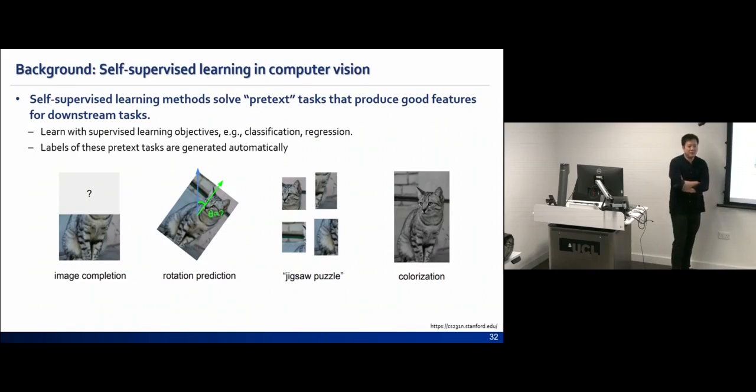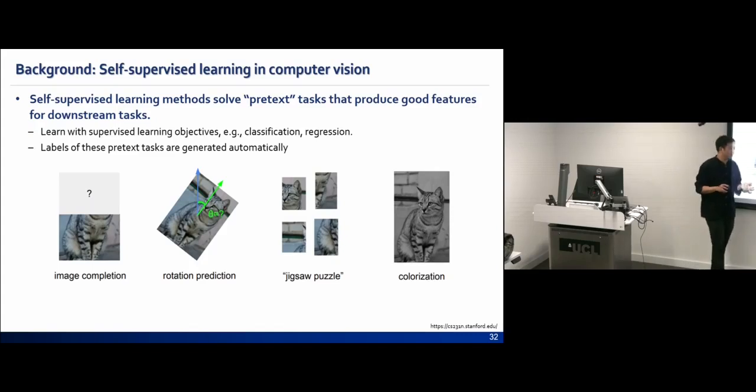And have you heard about self-supervised learning in computer vision? Anyone? Okay, so someone who studied computer vision knows about this topic. Self-supervised learning methods solve, let's say, pretext tasks that produce good features for downstream tasks. Here the pretext task is some task that is not our direct interest, but can help the model further perform some target application task. So for example, image completion, rotation prediction, jigsaw puzzle, and colorization.